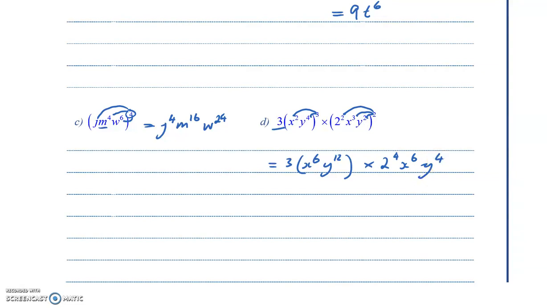Now theoretically, we can remove those brackets here, but it's not going to be a problem having them as they are at the moment. So 3 lots of 2 are 6. Now x to the 6 and x to the 6 we add, so 6 and 6 make 12. And y to the 12 and y to the 4, multiply means add, so 12 plus 4 is 16.